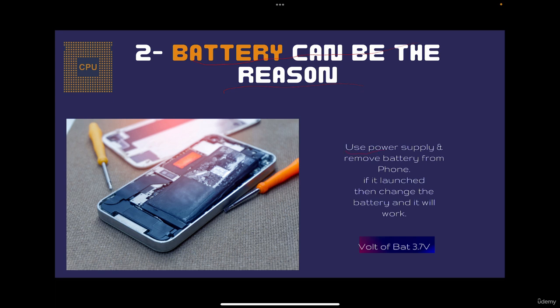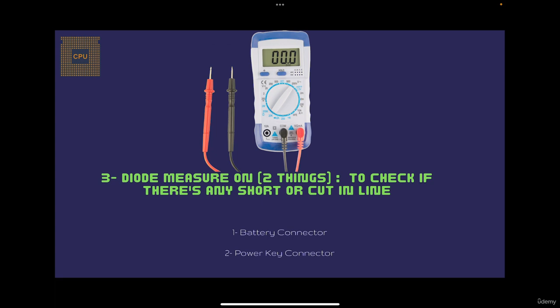Use a power supply and remove the battery from the phone. If it launches, then change the battery directly. The battery will be the reason, and the voltage of the battery will be 3.7 volt. Third, diode measure on two things. Diode measure to check if there is any short or cut in line. Just make a diode measure on the battery connector and a diode measure on the power key to check what is going on, and we are going to know exactly how to do this in the diode measure episode.